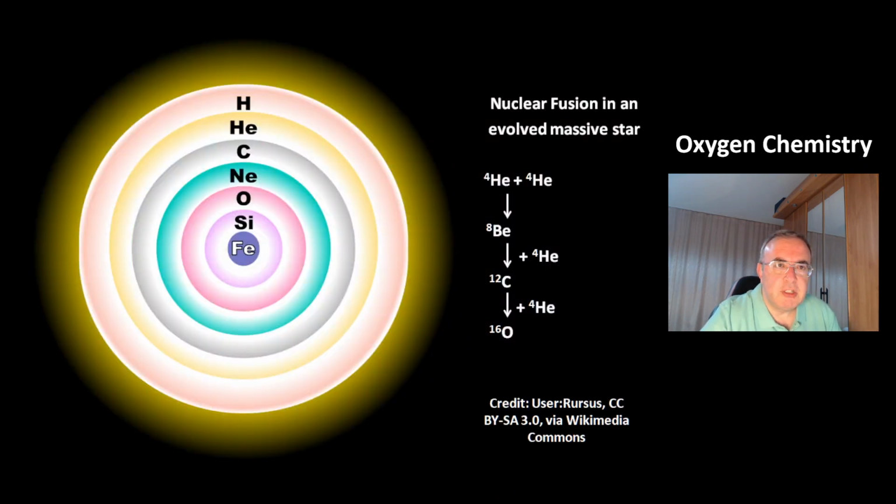This is a picture of the nuclear fusion in an evolved massive star. This picture explains why oxygen 16 is the main isotope, because it's the direct product of the fusion of the second most abundant element in the universe, that's helium. 2 helium-4 isotopes merge to beryllium-8. 1 more helium, you get carbon-12, and 1 more helium is oxygen 16.